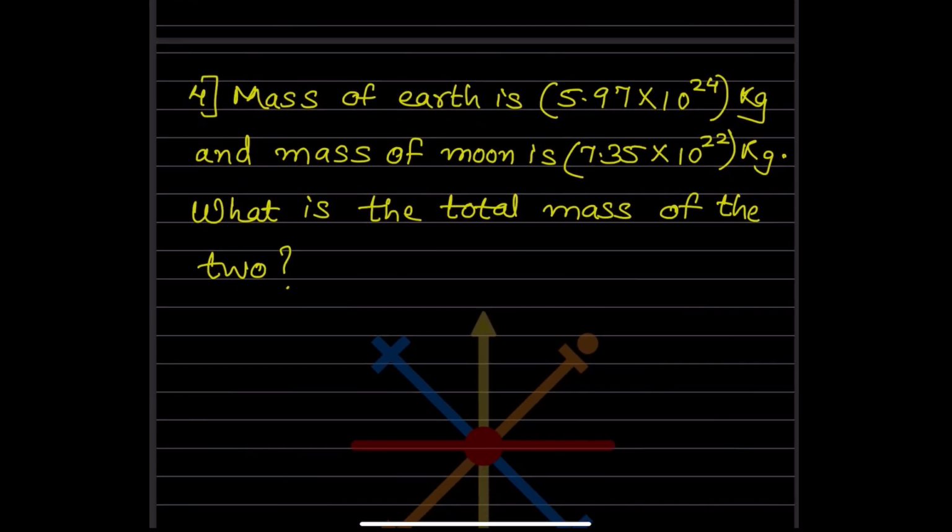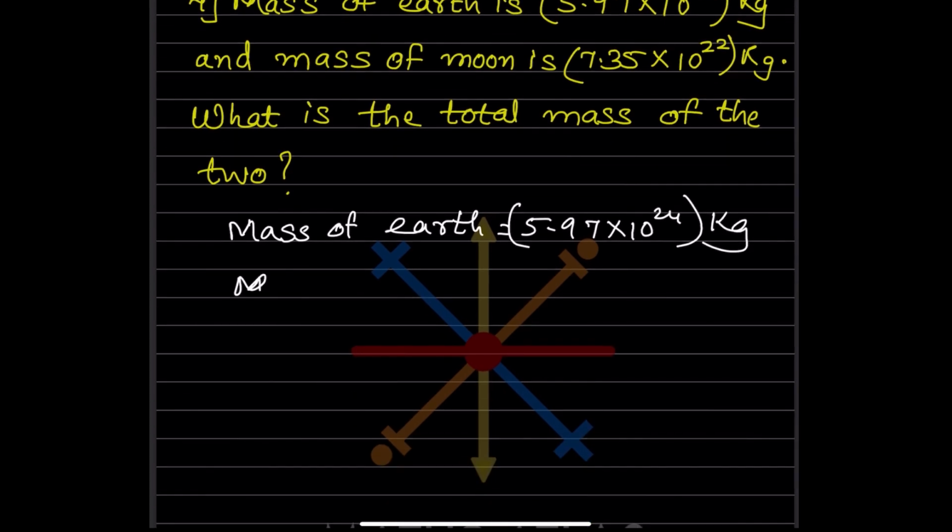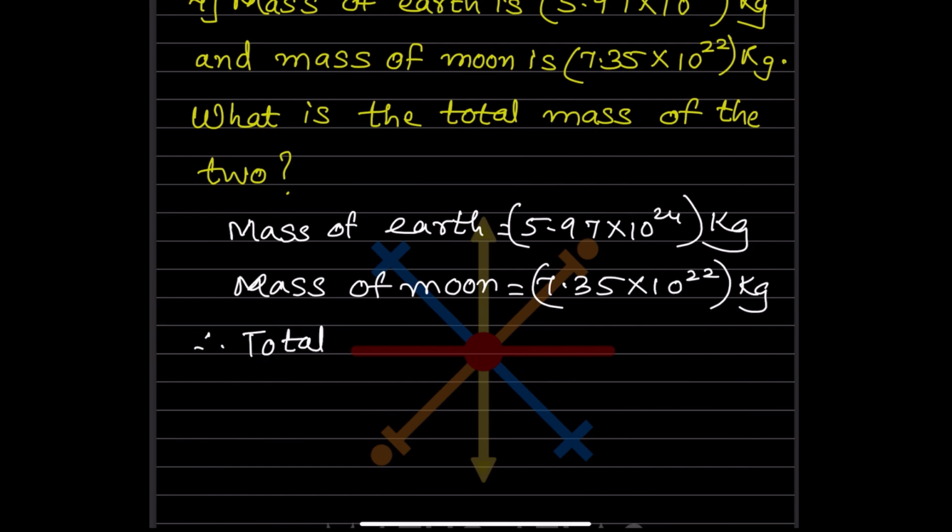Now the next one, mass of earth is given as 5.97 into 10 raised to 24 kilogram, and mass of moon is given as 7.35 into 10 raised to 22 kilogram. And what is the total mass of the two? So let us write here mass of earth, that is 5.97 into 10 raised to 24, and mass of moon, that is 7.35 into 10 raised to 22. This is kilogram. So now what we have, we want the total mass. So therefore we can write here total mass of earth and moon.